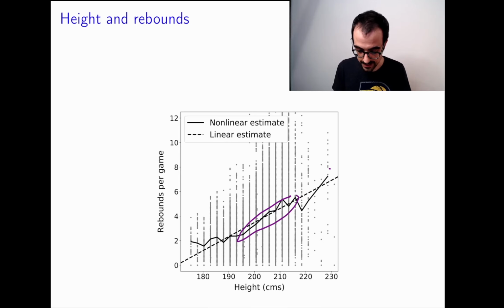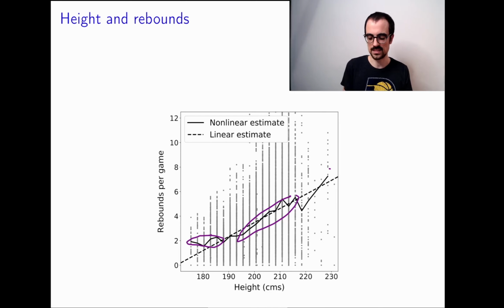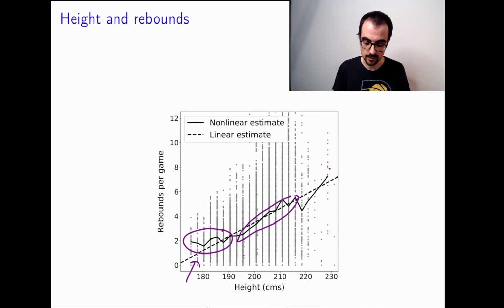But here for short players, it looks like height and rebounds are not as related, which kind of makes sense because these guys are all point guards. So maybe they rebound in a similar fashion, like the relationship between height and rebounds is not as strong for this subclass of players. The conditional mean can adapt, right? Because it's just changing its estimate for each possible height. The linear estimator cannot adapt. If there's a strong linear relationship here, it's still going to think there's a strong linear relationship there. It doesn't have the flexibility to adapt.